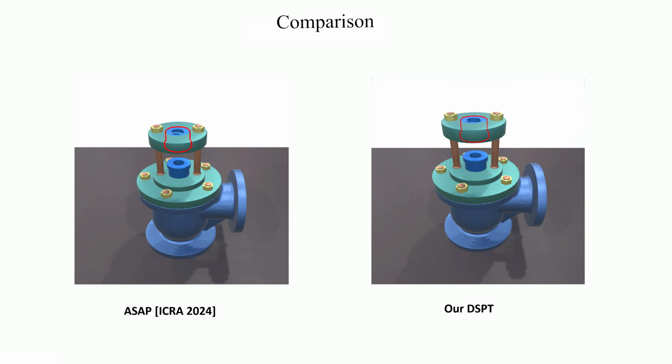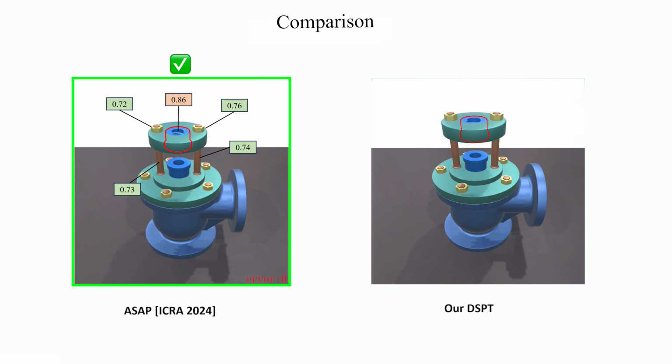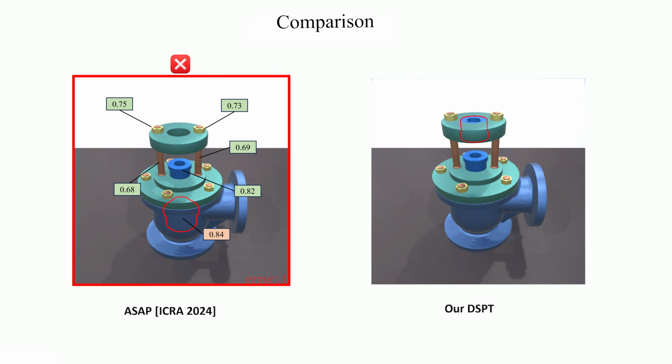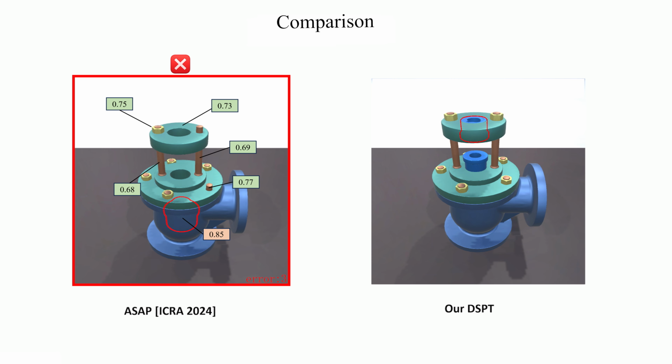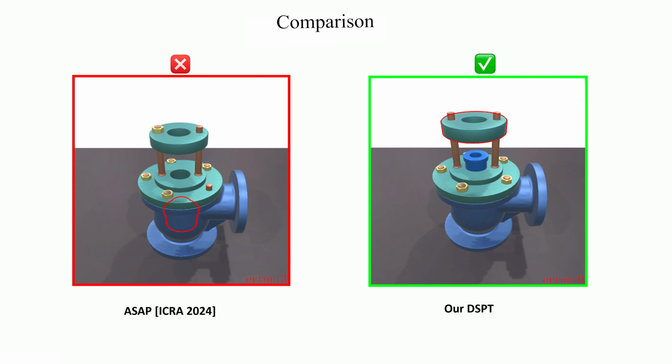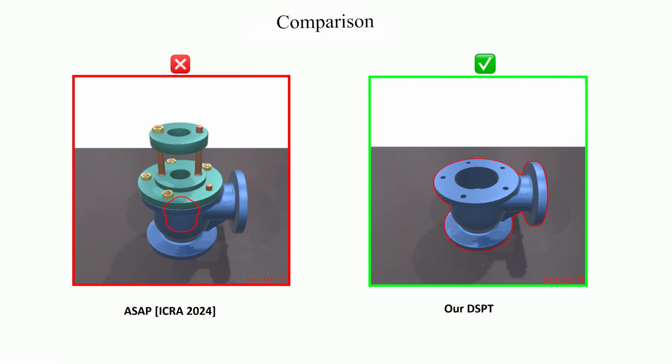Compared to the SOTA method, ASAP, DSPT achieves better sequence accuracy and stepwise accuracy in the disassembly sequence planning. Here is an example. With ASAP method, the predicted disassembled parts may be surrounded by other parts and cannot be disassembled during the prediction process. While with our DSPT the predicted disassembly sequence is more consecutive and reasonable, due to the introduction of visibility features and the guidance of the sequence of disassembled parts on the current parts to be disassembled.